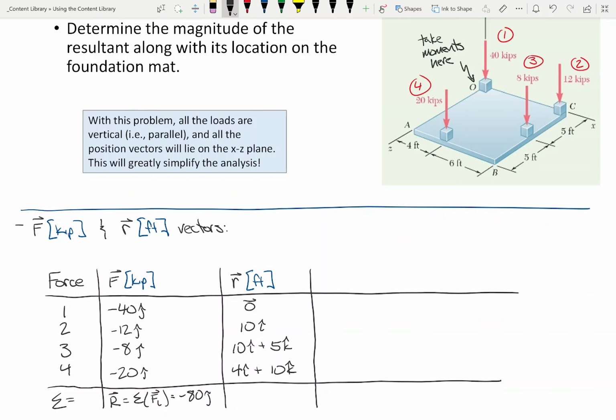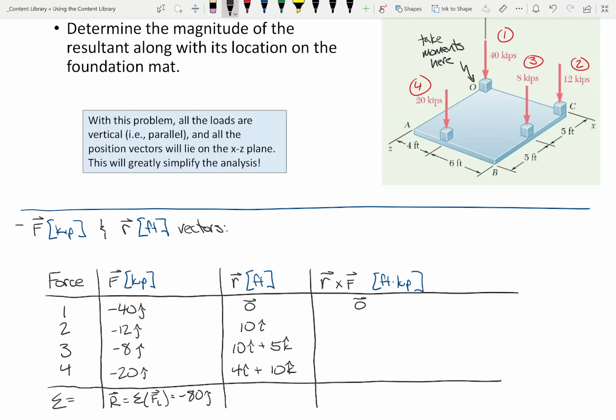Okay. So now what we'll do is we'll do some R cross F for each one of these. Let's see if we can do this quickly. This first one's going to be 0. We don't need to worry about that. Let's do the next one. This one's going to be negative 12, and this one's going to be 10. So it's going to be i, then minus j, and then plus k.